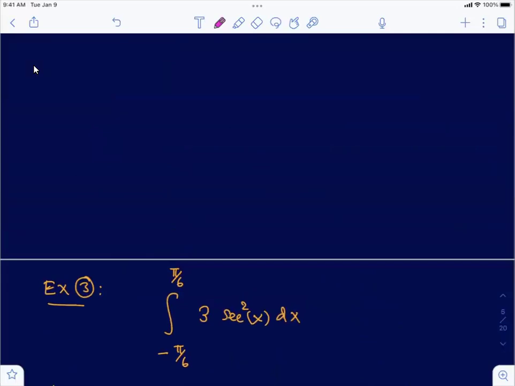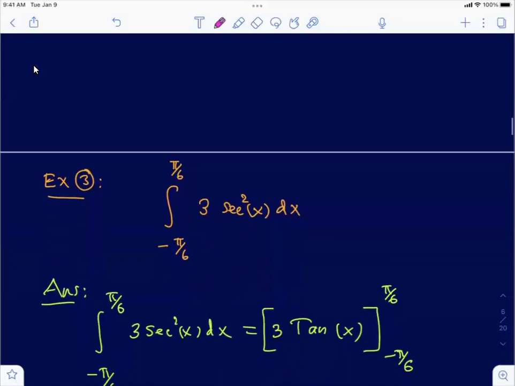Because you know the integral of secant square. 3 is a constant factor. You can bring it out and integrate secant square, which is none other than just tangent, plain tangent x. When you have it, now plug in these two bounds and see if you can figure it out. Give it a try. I hope you gave it a try.